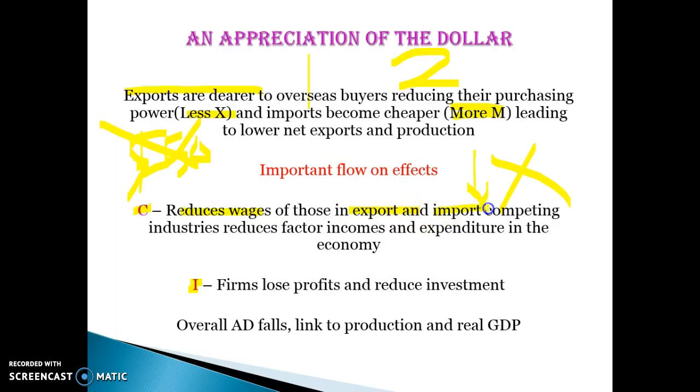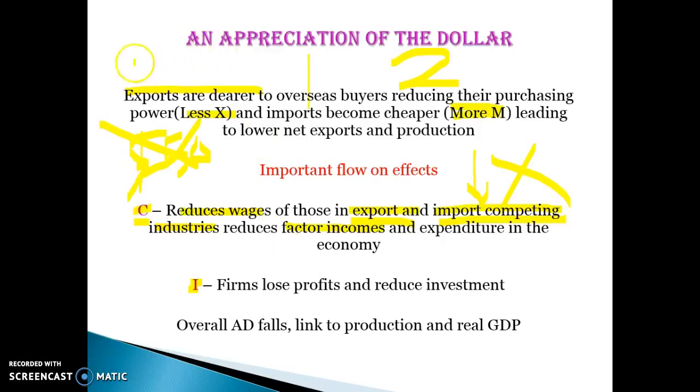It also will hurt import competing businesses, and I really like answers that refer to these import competing industries. Because essentially if I'm selling something in Australia, let's say I'm selling pens in Australia, and the Australian dollar appreciates, people are more likely to go buy foreign pens because they're cheaper. I might not be an exporter, I might just be selling Australian pens to Australians, but I'm also going to be affected because I'm competing with the cheap import. So consumption spending falls not only because export-related industries suffer, but because any industry that's competing against an import will also suffer. And that reduces factor incomes, or incomes earned from working, and leads to lower expenditure in the economy.